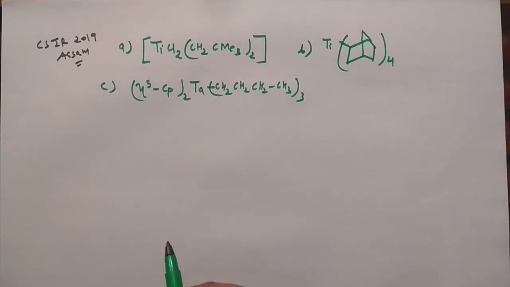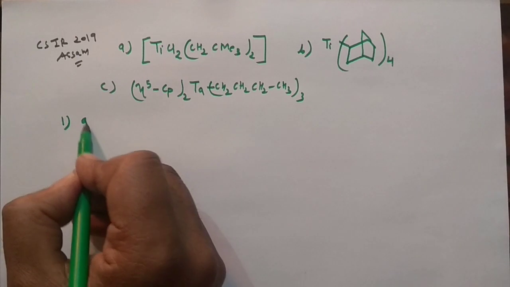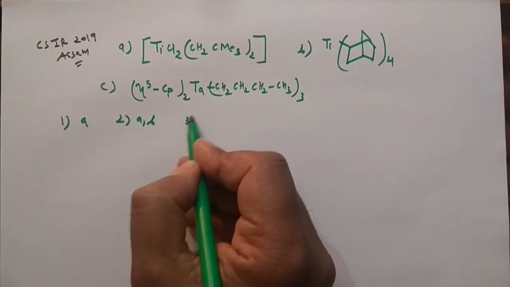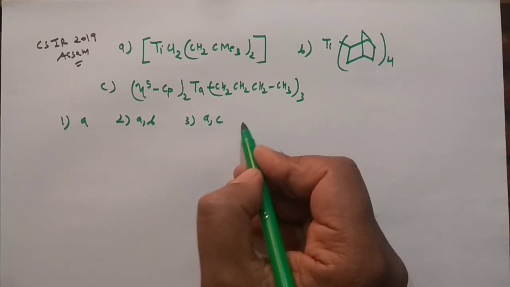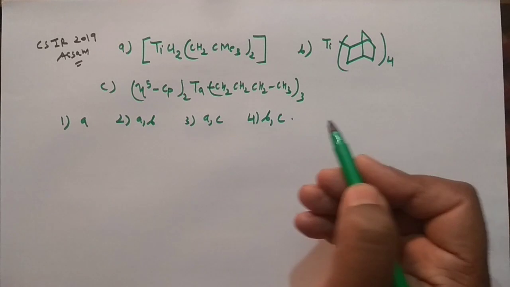And they have asked which complex will not release alkene. Remember, which complex or complexes will not release alkene as the byproduct. They have given you the options also. They have given A, A and B, third A and C, and fourth B comma C, right?